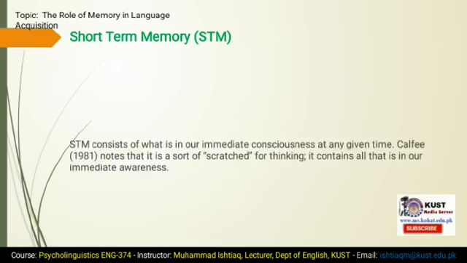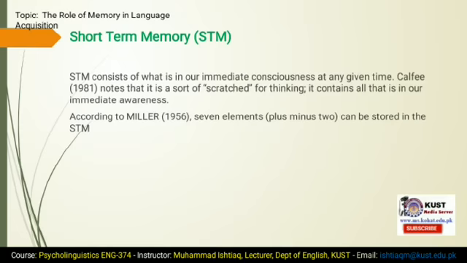STM is the abbreviation for short-term memory. STM consists of what is in our immediate consciousness at any given time. Sensations which are recognized with the help of the senses are processed to the short-term memory, then they become part of the immediate consciousness at any given time. Coffee in 1981 notes that it is a sort of scratch pad for thinking. It contains all that is in our immediate awareness. So consciousness refers to our immediate awareness of things.